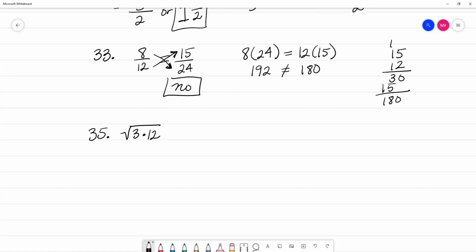Okay, so we have the square root of 3 times 12 plus 2 to the power of 5, over 2 to the power of 3, plus the square root of 16, minus 3 times 4. Going by order of operations, what do I do first? Is it 16? Closer, but no. 3 times 12. What do we have to do first?